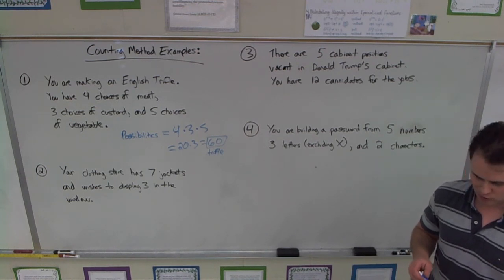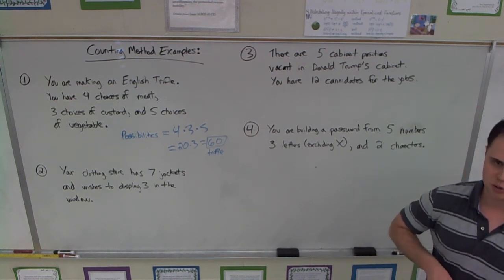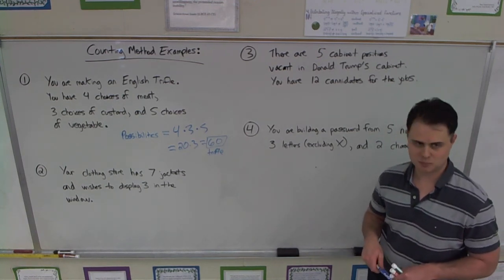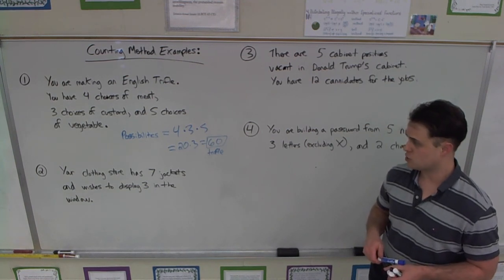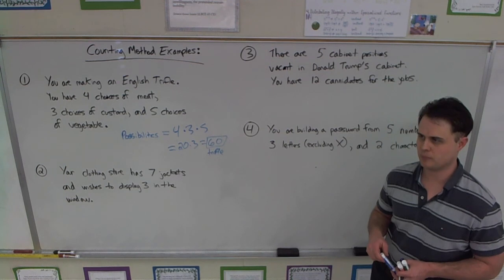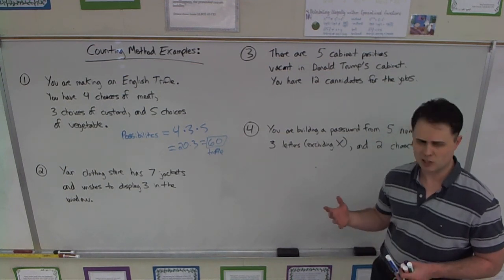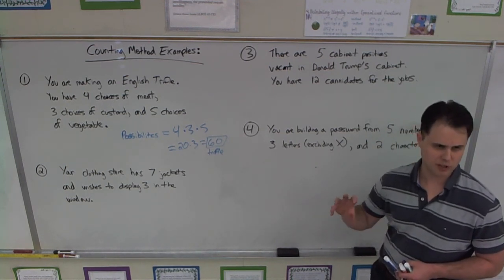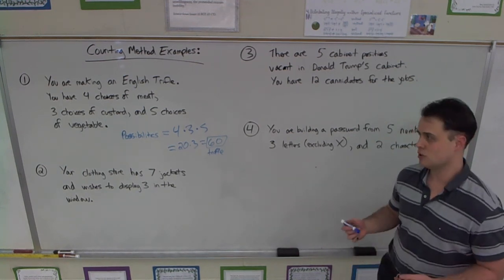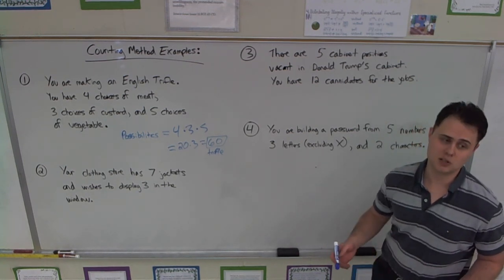Okay, second problem. Your clothing store, I don't know, you're opening a new fashion shop. Your shop has 7 jackets. You wish to display 3 in the window. How many ways can you do that? So, do we think this is fundamental counting principle, or do we have like a group of things we're choosing out of or from? So it's a group of things. It's a group of jackets in this case, right?